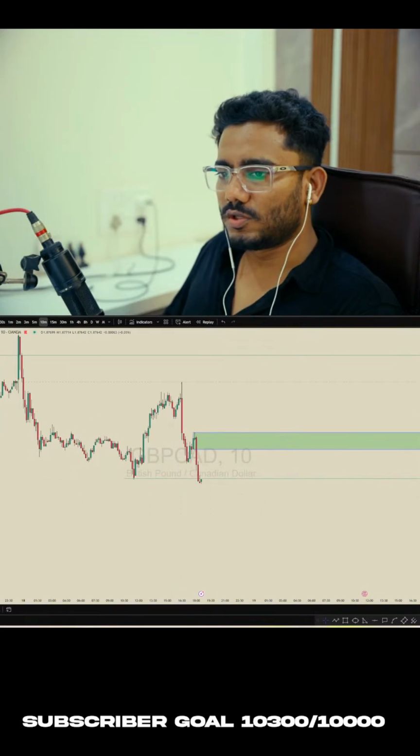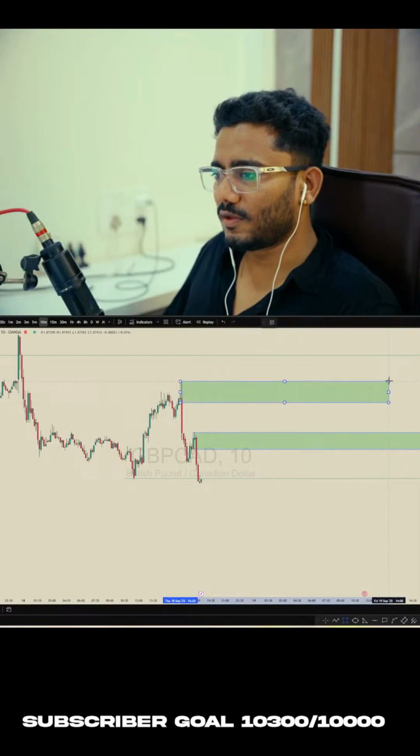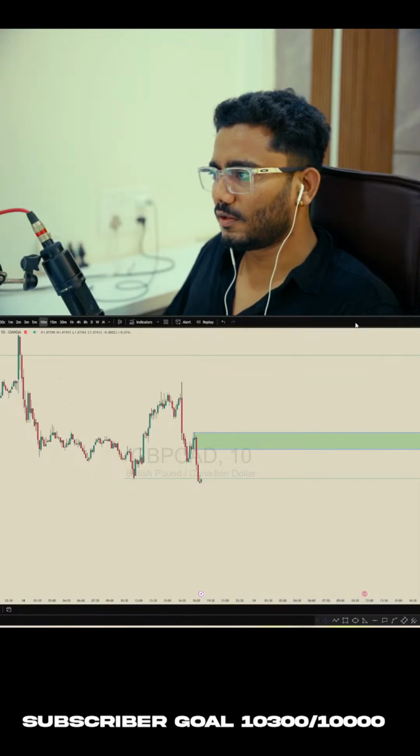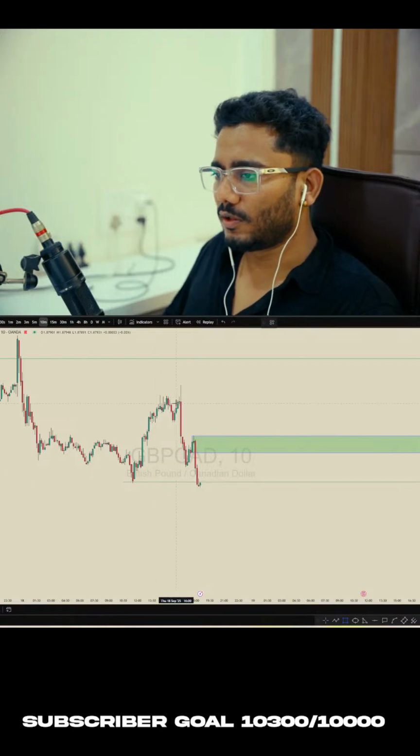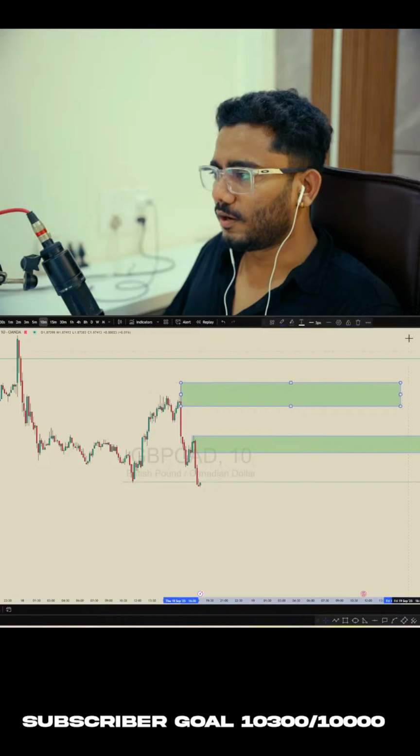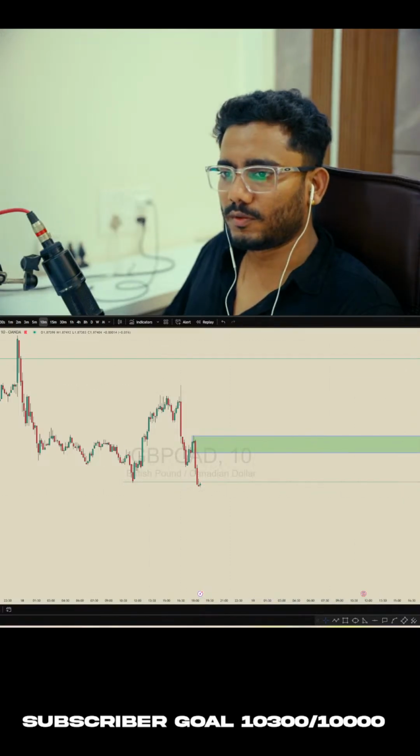So on GBP CAD we have two order blocks. First is this one. This is the extreme order block. We can look for entry from that also. Like we can look for entry from this extreme order block. But right now let's see from here.